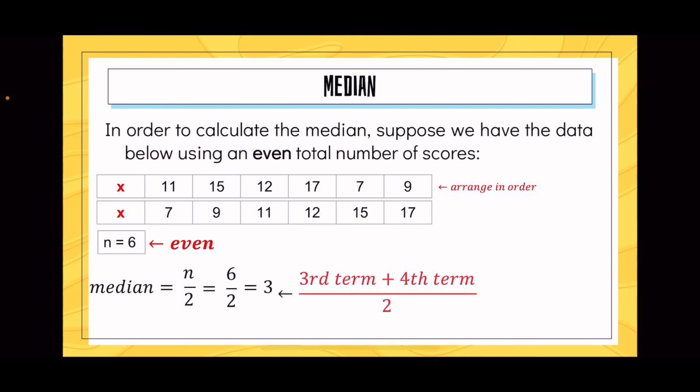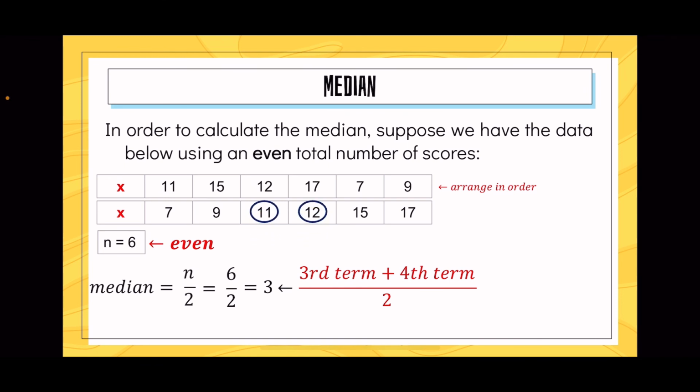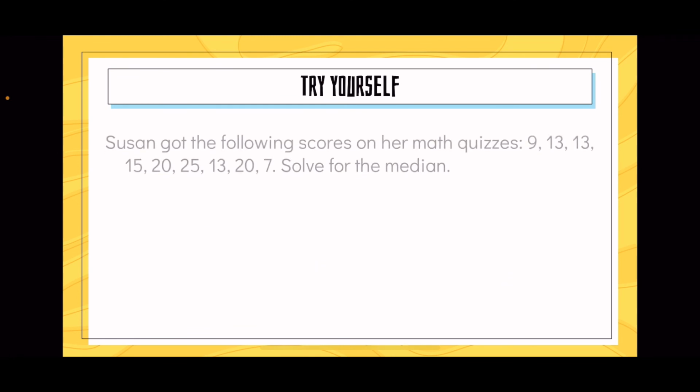And in this case, we are going to get the mean of the third term and the fourth term. So what values are there in the third term and fourth term? Very good. It's 11 and 12. So 11 plus 12 divided by 2 is equal to 23 divided by 2, or our median is equal to 11.5. Very good.